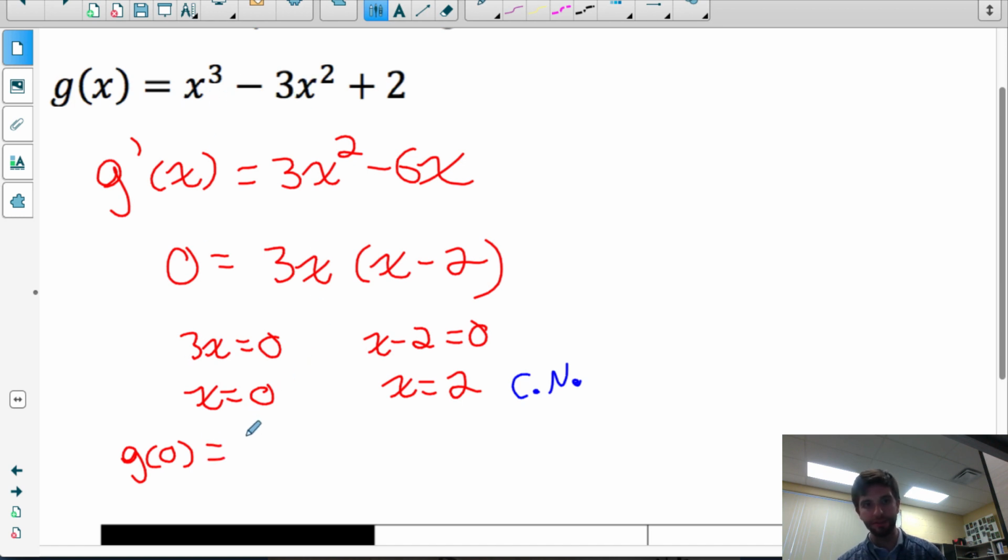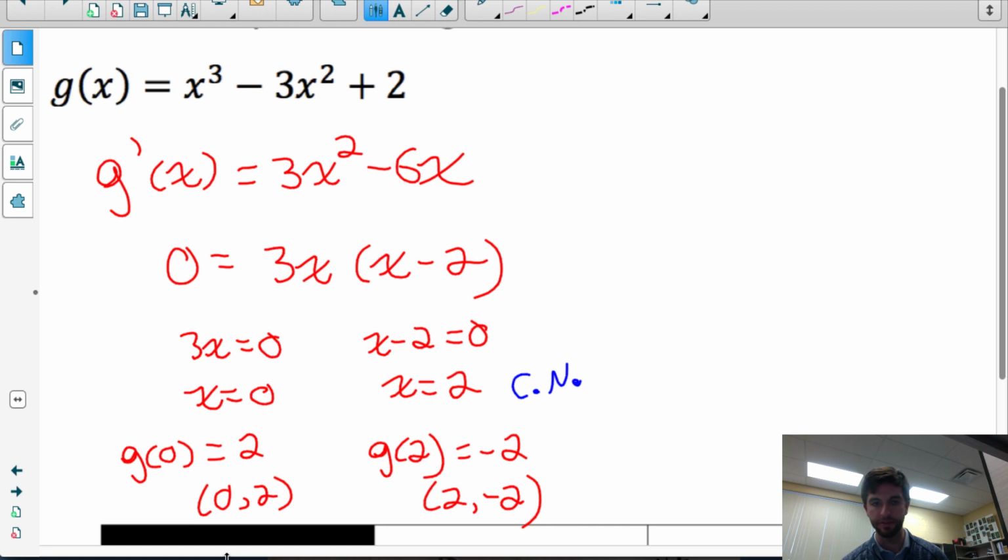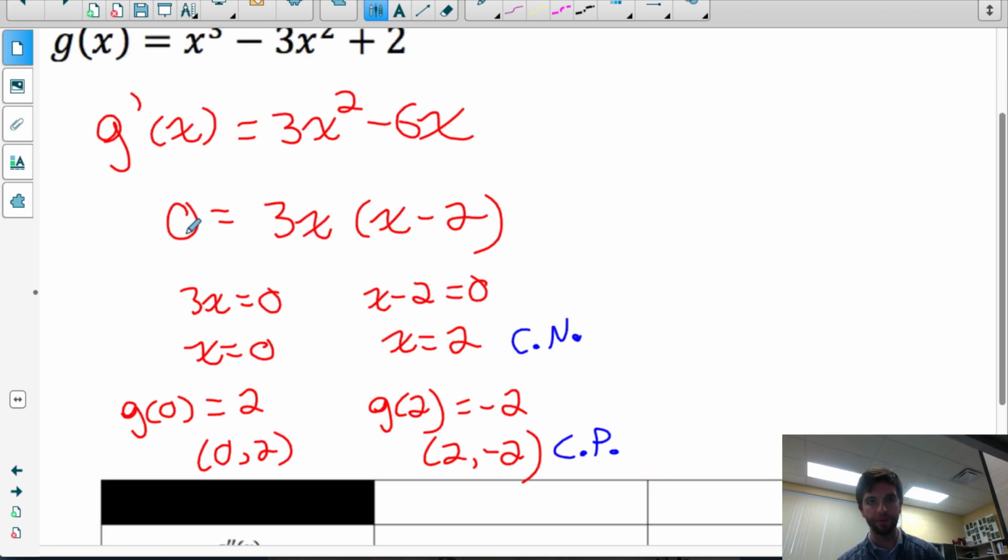If I plug that into the original, I get 2. So 0, 2. If I plug 2 into the original function, I'll get 8 minus 12, which is negative 4, plus 2, it's negative 2. So 2, negative 2. So these right here are our critical points. They are points on the original function that have a horizontal tangent, right? They have a tangent slope of 0. That's what we set the derivative equal to and solved for. So they could be max or min points or neither.